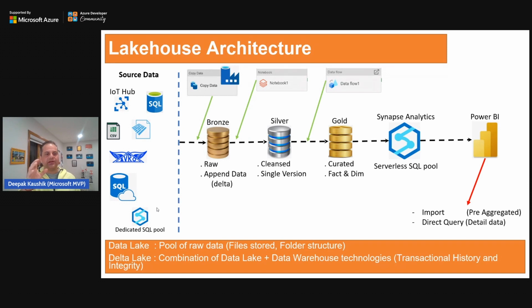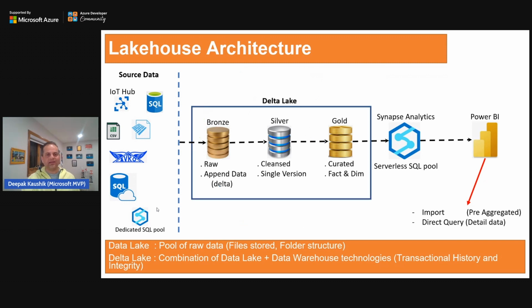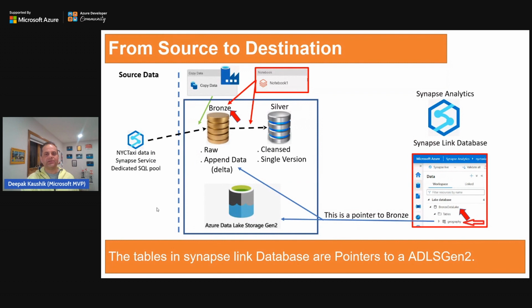So data lake is full of raw data, and delta lake is a combination of data lake plus data warehousing technology, transactional history and integrity, as we saw in fact and dimension. So never confuse delta lake and data lake again. And if someone asks, what is the delta lake? Bronze, silver, and gold combined together become delta lake, over the data lake, and this is what we need to do.